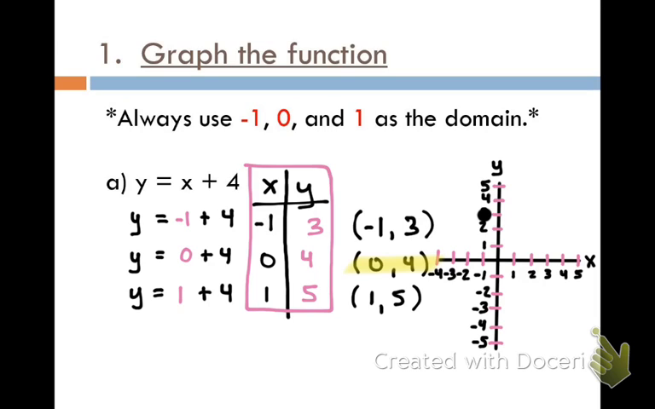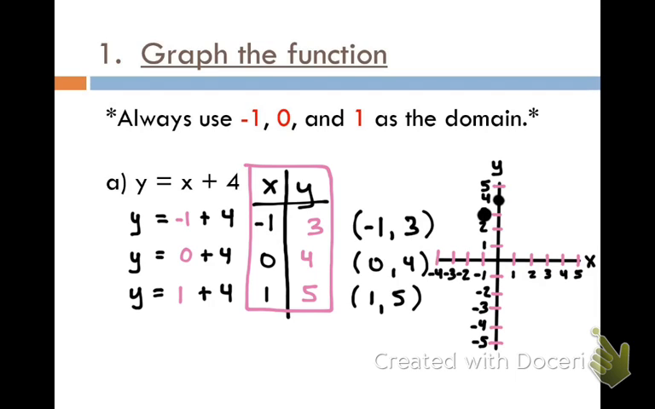I'm going to stay right there. I don't have to move anywhere. So I will not go left and I will not go right. Now I've got to focus on this 4 right here. Which direction will I go for that 4? Up, because that's my y, okay? So you are going to stay at 0 and then go up to 4 and plot your point.